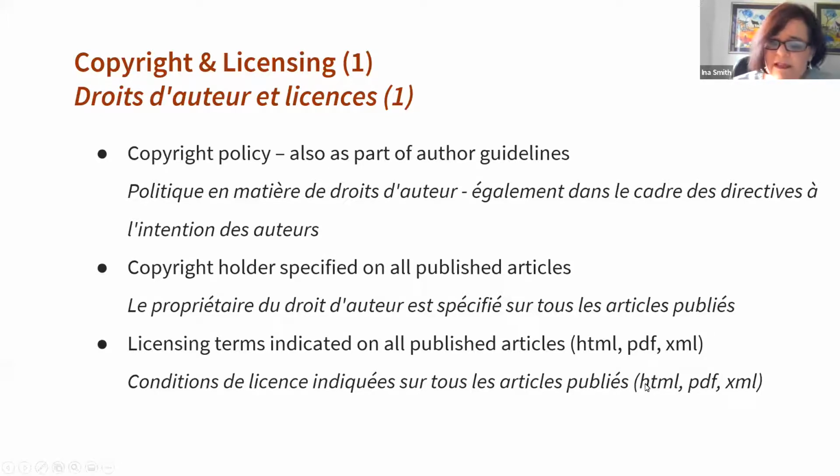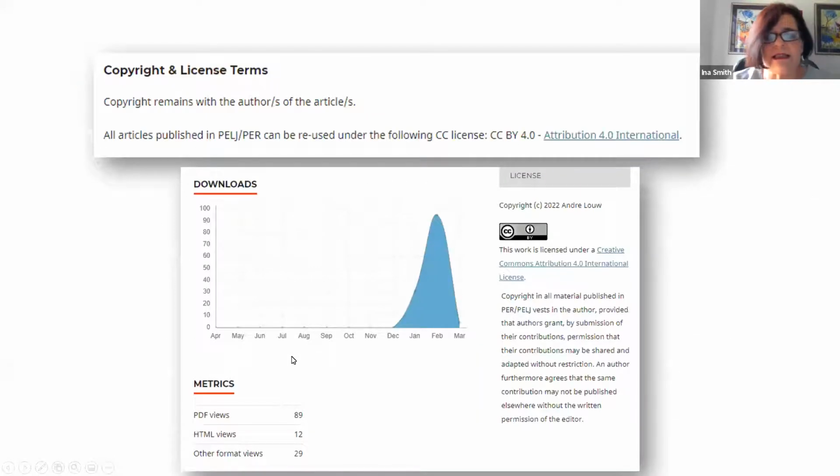And whether the articles are made available as PDF, HTML or XML, both the copyright and licensing should be indicated on those papers. And there are some examples of what copyright and license terms look like. It doesn't have to be a long essay. You can just indicate copyright remains with the authors of the articles, and all articles published by this journal can be reused with the following license, and then have a link there so that people can see what this license is about, what the specifics are.